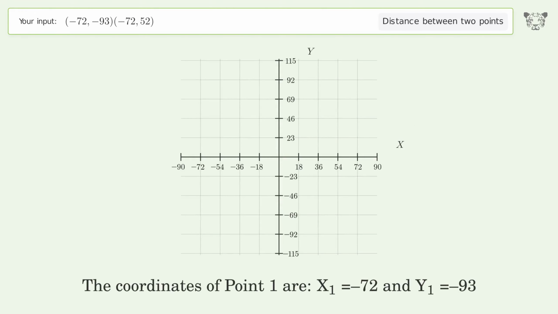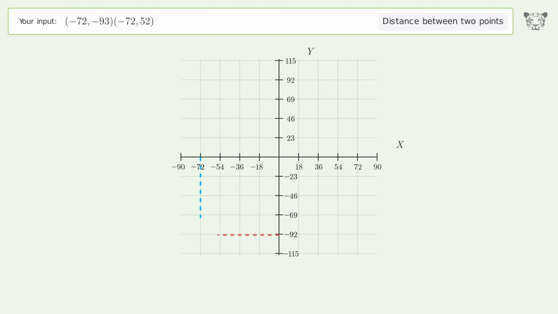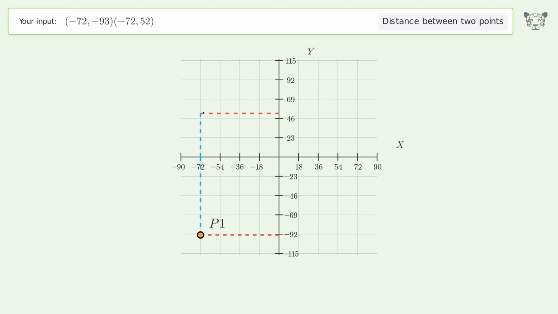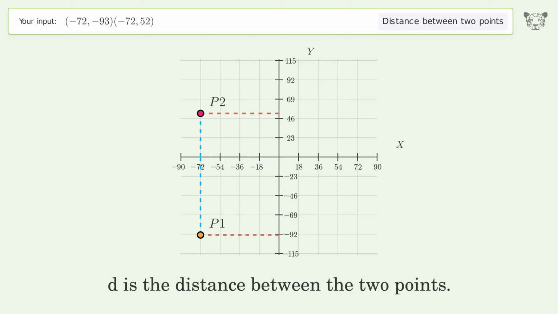The coordinates of point 1 are, x1 equals -72 and y1 equals -93. The coordinates of point 2 are, x2 equals -72 and y2 equals 52. D is the distance between the 2 points.